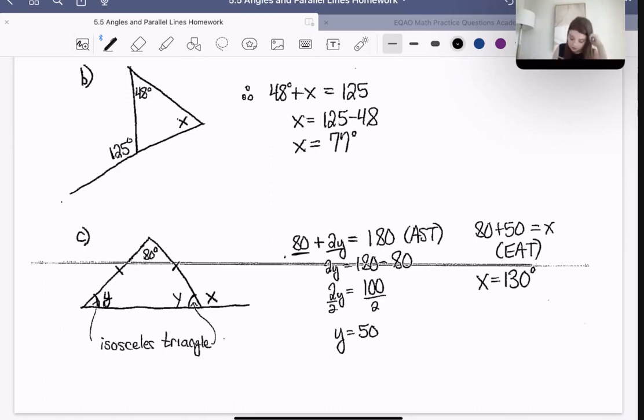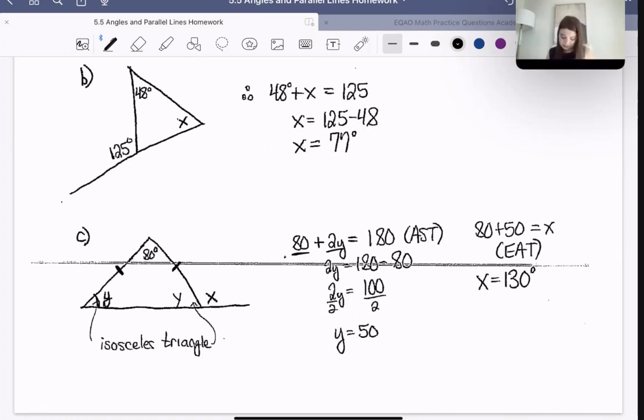And we know that these two angles are the same because it's an isosceles triangle. Now, just a quick reminder, how do we know it's an isosceles triangle? We know that because we have these little ticks here, which show us that two sides are the same. And we know that when two sides are the same, those two angles are also the same. So very important key point there from a previous session.